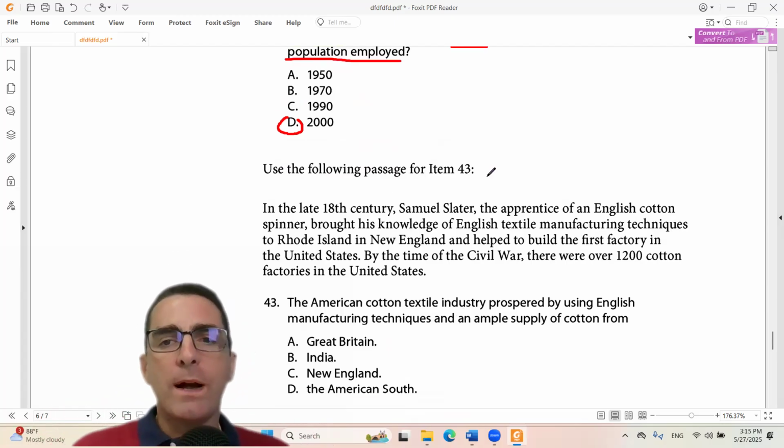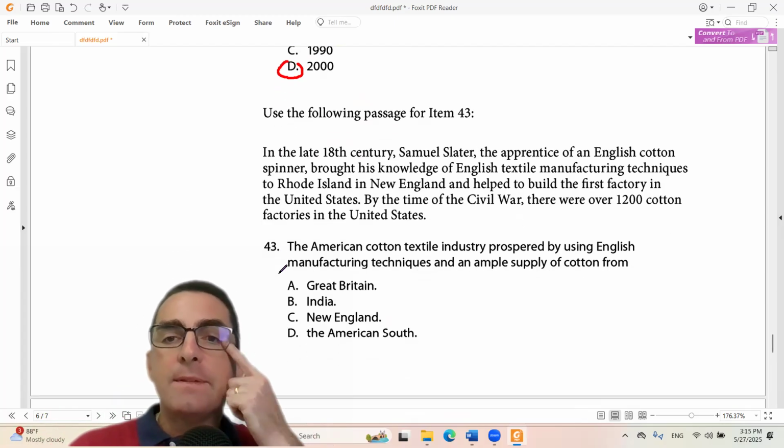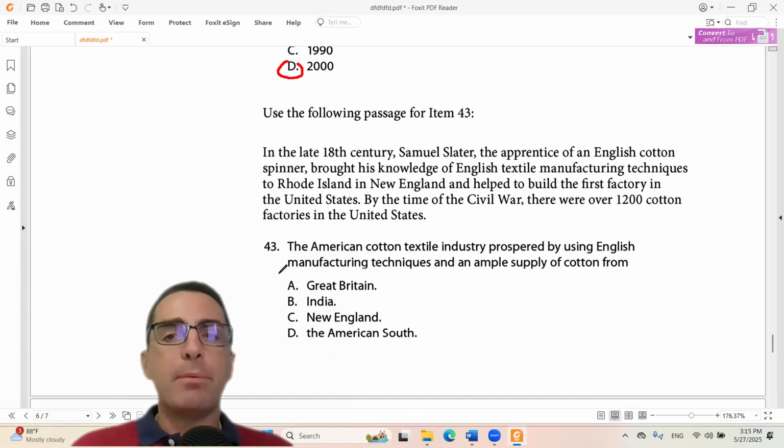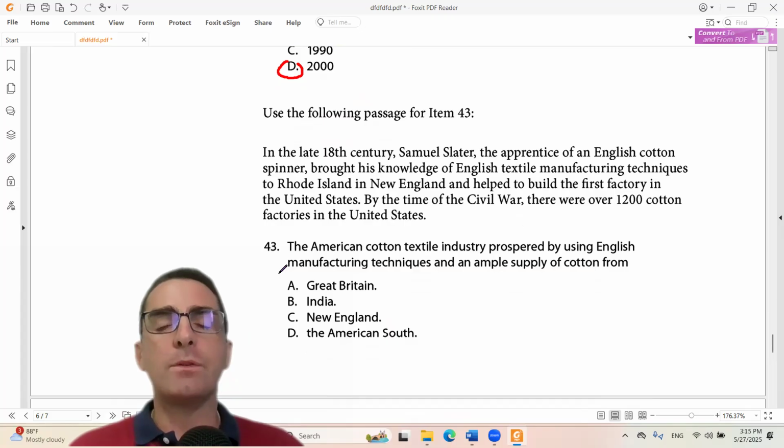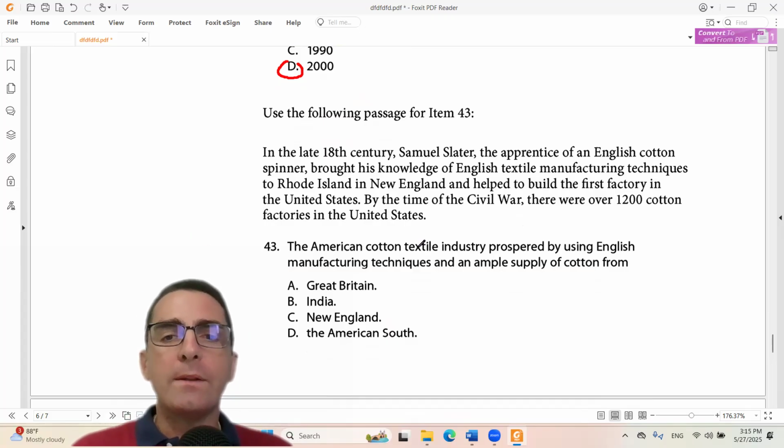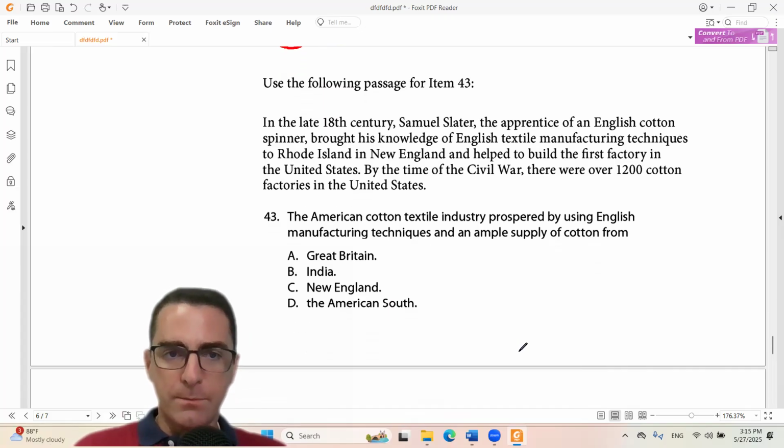Use the following passage for item 43. In the late 18th century, Samuel Slater, the apprentice of an English cotton spinner, brought his knowledge of English textile manufacturing techniques to Rhode Island, New England, and helped to build the first factory in the United States. By the time of the Civil War, there were over 1,200 cotton factories in the US. And so what does the question want from us here?